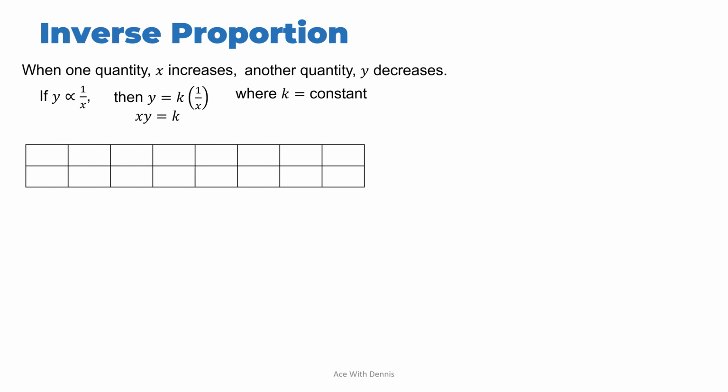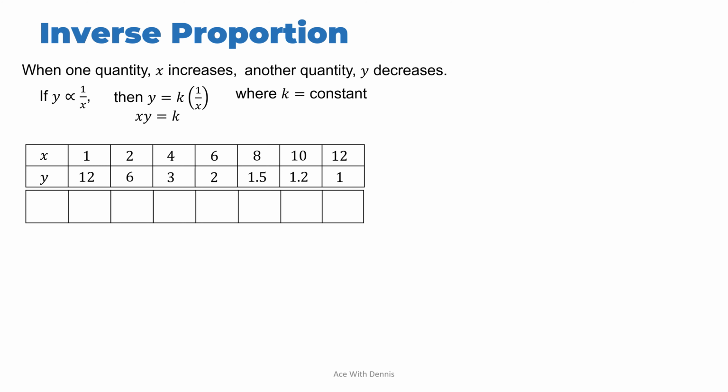Let's look at this table with the x values and the y values that correspond to the x. This is an example of inverse proportion where if we multiply the value of x and y together, each pair will give us the same value, which is 12.